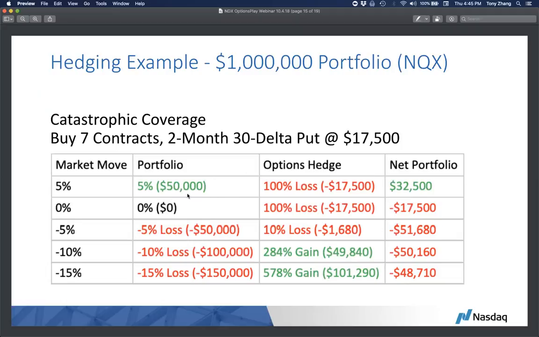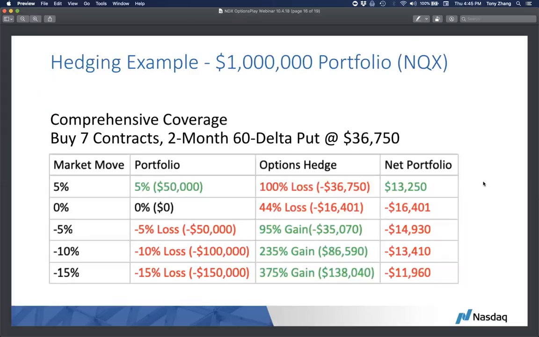However, I think what's important to note is that even if the market stays flat, you're still going to lose that $17,500 because that's what you paid for your put option. So a very important thing to understand is that as the market moves lower, it's really only going to protect you when the market makes a big move lower. And the cost of it is relatively minor compared to the overall value of your entire portfolio.